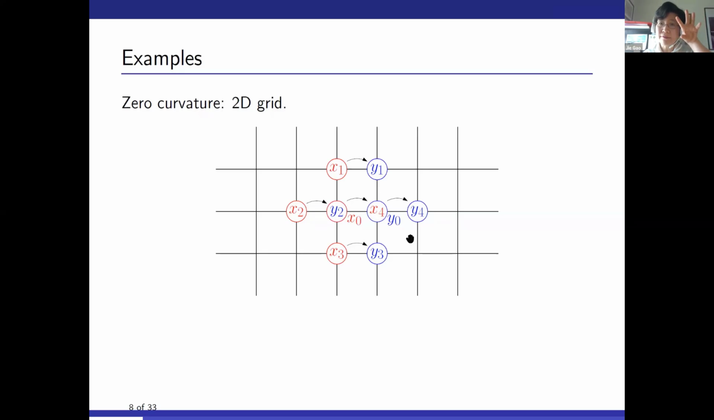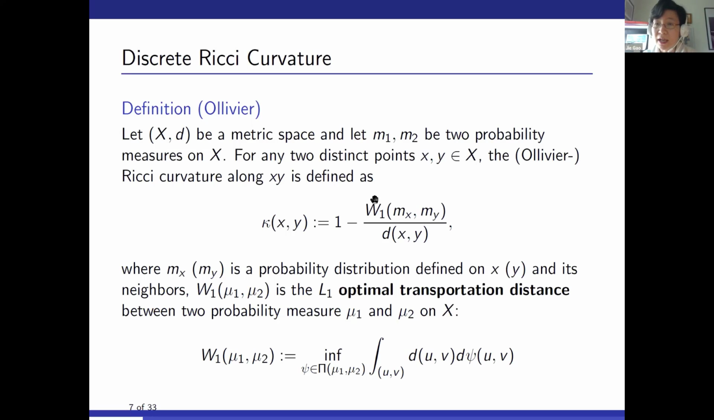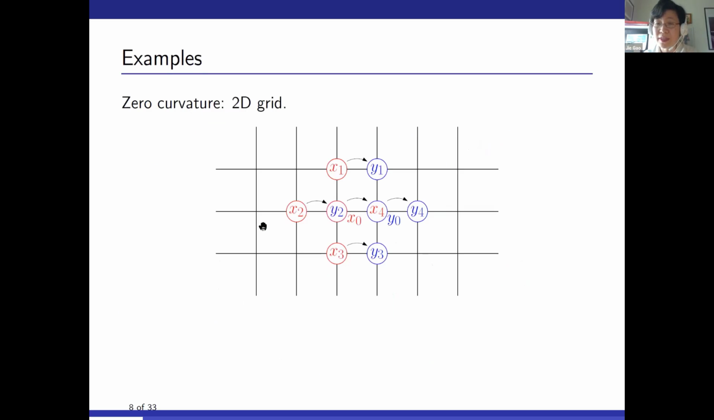Now, if I think about having a distribution on x's neighborhood and y's neighborhood, in fact, the optimal transport is to just shift everything to the right by 1. And the total distance for shifting this is, in fact, exactly 1, which is the same as the distance between x and y. So according to the definition, this means on the right-hand side, I would have these two distances be exactly the same. And that means I'm having curvature to be 0. So this is, in fact, a very flat graph in that notion.